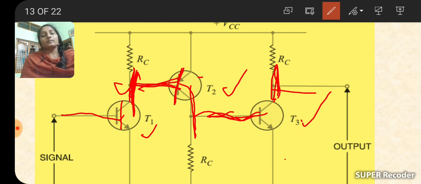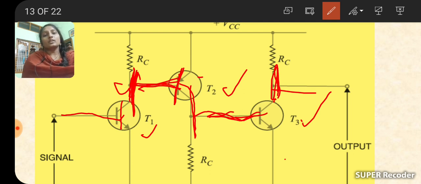Coming to the working, when the input voltage is applied across the base of the transistor T1, the output is increased and appears across the collector. The output from the collector is connected to the base of T2, and the amplified version is available across the emitter. Then the output across the emitter is given to the base of T3, and finally we get the amplified version at the collector of T3. In this way the signal strength is increased and produces the output.